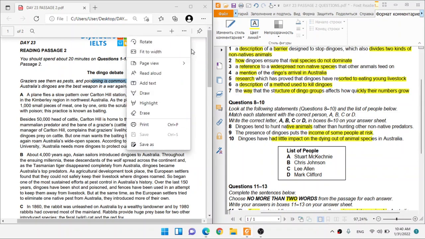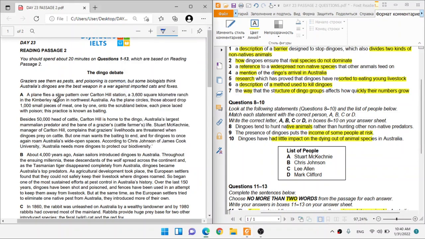Let's go. A plane flies a slow pattern over Carlton Hill Station, a 3,600 square kilometer ranch in the region in northwest Australia. As the plane circles, those on the plane drop 1,000 small pieces of meat one by one onto the scrub below, each piece laced with poison. On those pieces of meat there is poison. This practice is known as baiting.